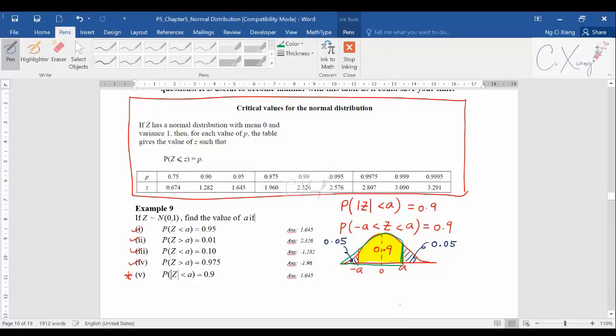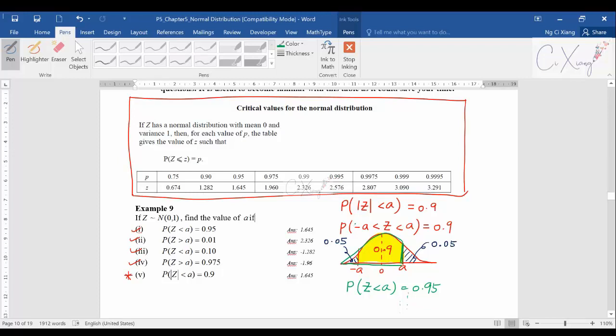Okay, the whole area before the A, on the left hand side of A. You can also write it out like this: Z smaller than A equals 0.95, because the highlighted area plus the 0.05 gives you 0.95. So this is another pattern that we learned just now out of the four. Then from here, continue, you can get the answer. Understand what I said? You can actually write out one useful equation, one useful pattern, from what we learned before, from this table.